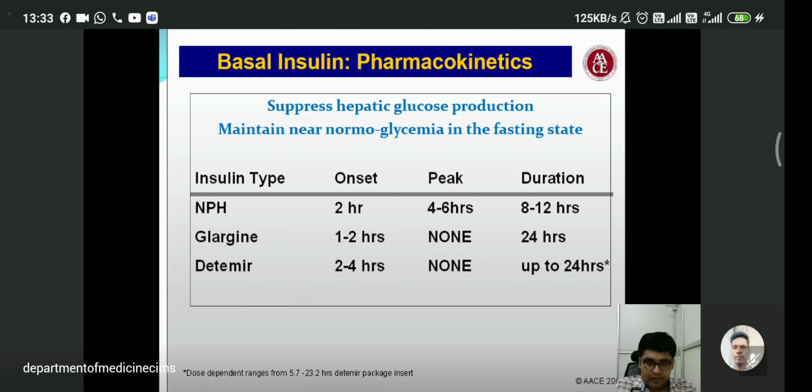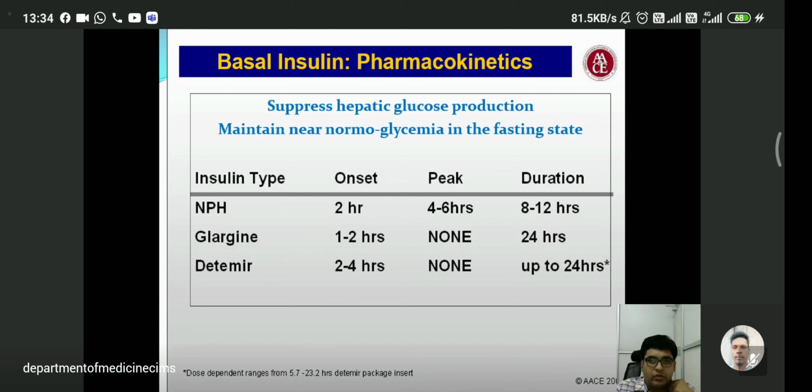Then we will further discuss the types of insulin. Pharmacokinetically, basically two types of insulin are available as a broad classification. First is the basal insulin, and another is the short-acting, or meal-related insulin. Basal insulin is not related to meals. What it does, as you can see in the pharmacokinetics written here, is suppress hepatic glucose production. The glucose produced in the liver, it suppresses that and maintains a near-normal glycemic level in the fasting state.